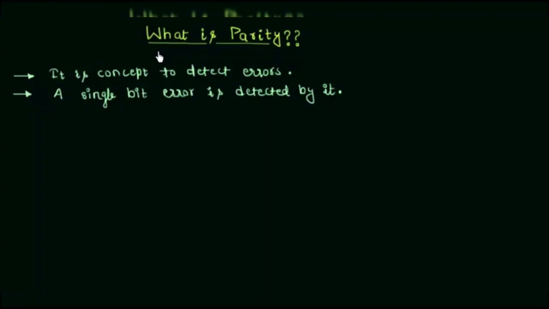In this presentation, we will try to find the answer to the question, what is parity? I think this word parity is something that you are already familiar with, because it is something which is very often repeated in the digital electronics course. So let's move to it.